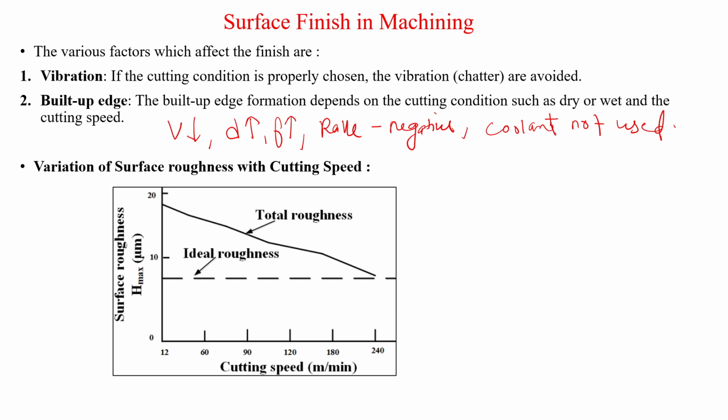So now let's see the variation of the surface roughness with the cutting speed. So you can see in the graph there in y-axis we have h maximum, which is surface roughness, and in x-axis, the cutting speed.